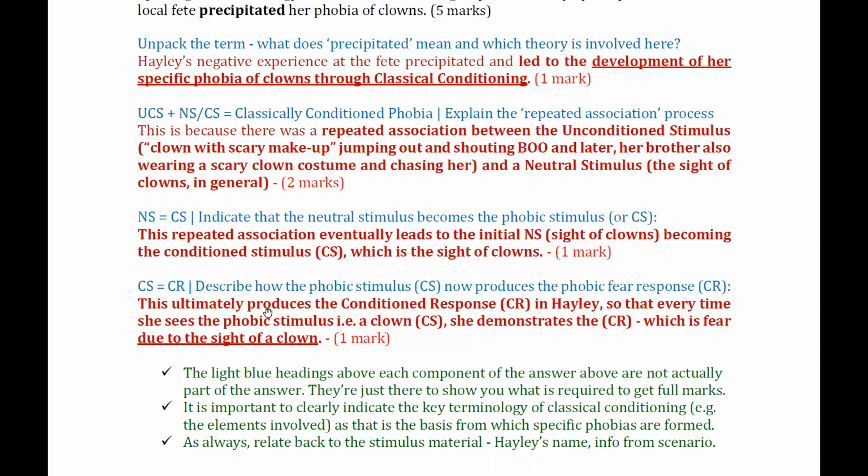It looks like it's a lot, but honestly, if you just understand how phobias are developed in terms of the during conditioning phase of a phobia and the after conditioning phase when the person has actually developed the phobia, that's all you really need to know.